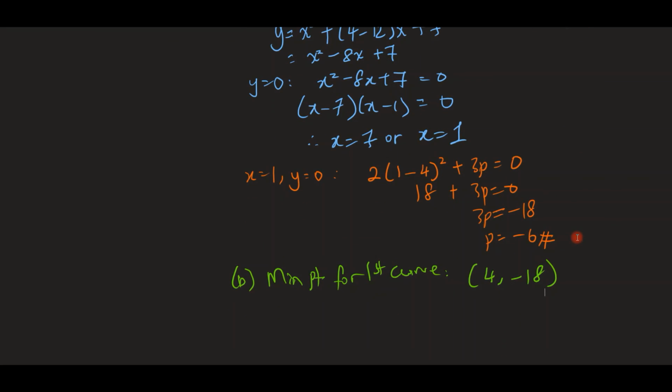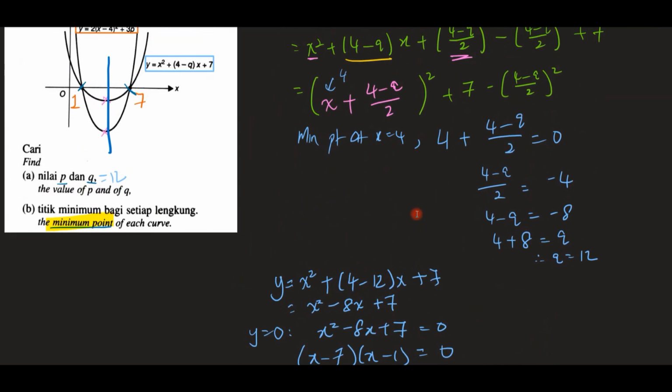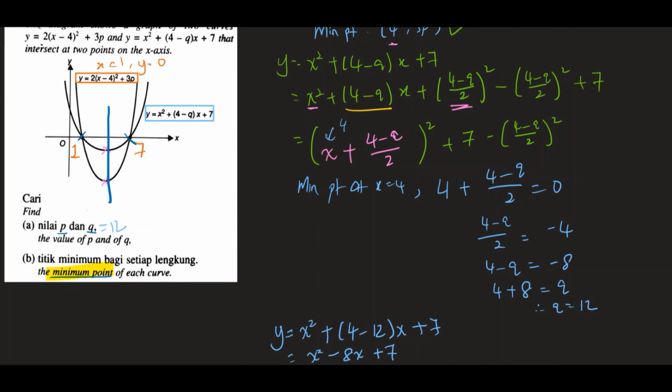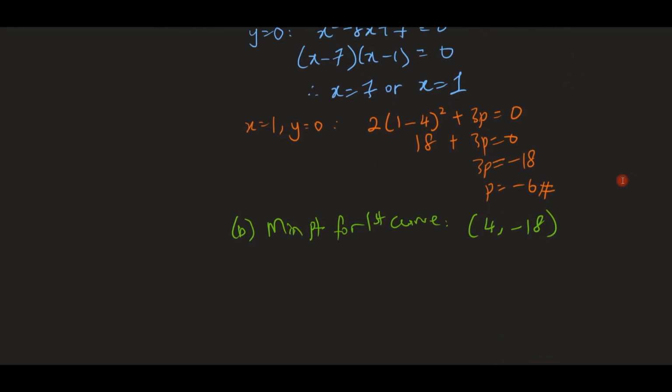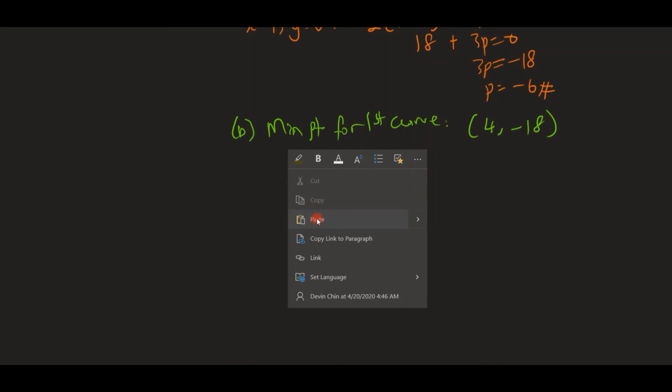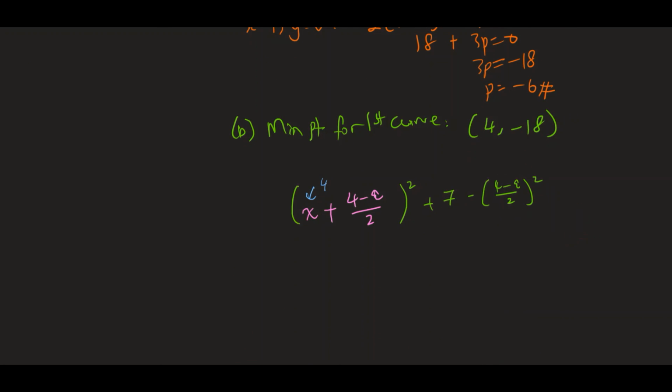Now I need to find it for the second curve. For the second curve, I need to use the completing the square form, the one I got for the second question. This one, I'll just copy it. I want this term, and what I want to find is actually this number, because the x coordinate is 4. The question already told us. So I need to find this thing.